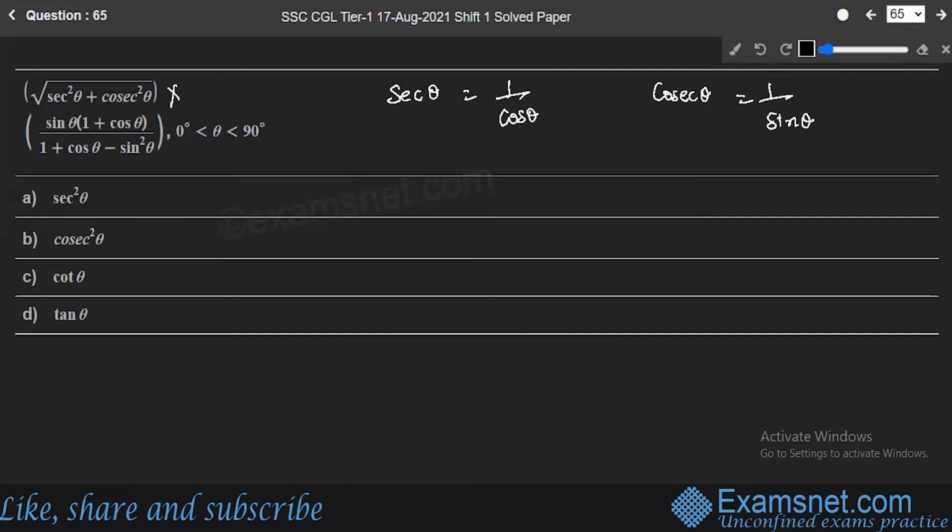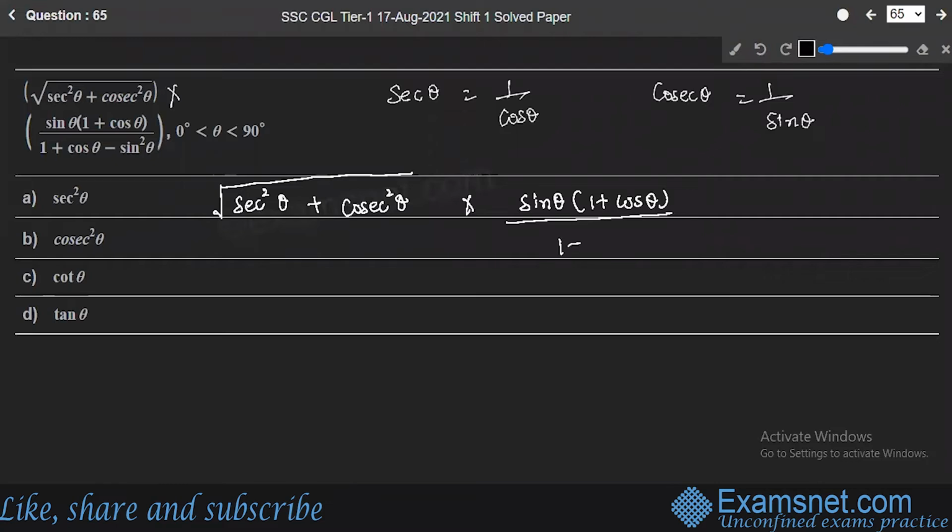Okay. Now, what the question is: the square root of secant square theta plus cosecant square theta, whole multiplied by sine theta into 1 plus cos theta, divided by 1 plus cos theta minus sine square theta. Theta lies in the first quadrant because it lies between 0 and 90 degrees. So it lies in the first quadrant.